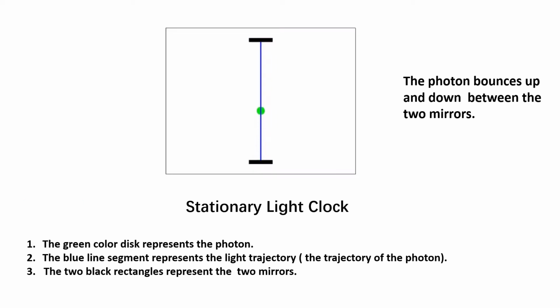This video shows a stationary light clock. In the light clock, the photon bounces up and down between the two mirrors. Here, the green colored disk represents the photon. The blue line segment represents the light trajectory, also the trajectory of the photon. And the two black rectangles represent the two mirrors. This kind of pattern constructs a light clock, and we call it a stationary light clock.